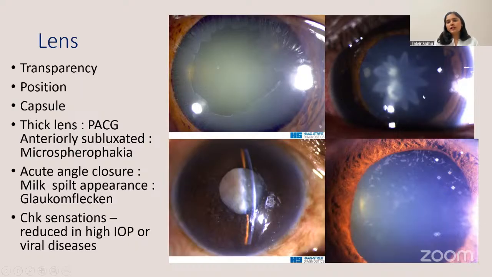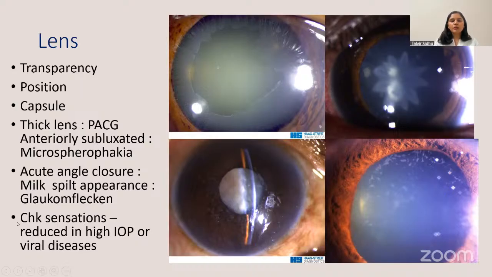Here you can see a rosette cataract because of trauma. Here you can see in the third picture that there is an intumescent cataract with a very shallow anterior chamber leading to angle closure glaucoma, which is lens induced. And here you can see milk spilt appearance, which is glaucomflecken.